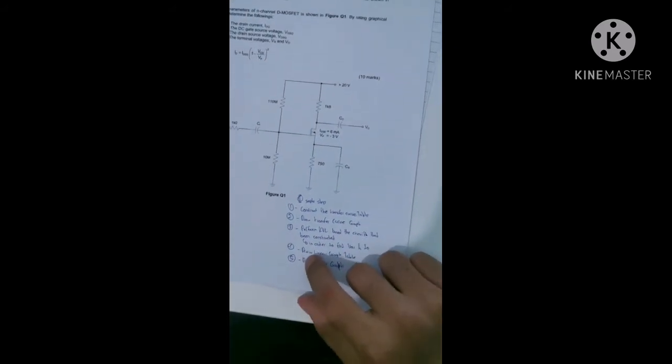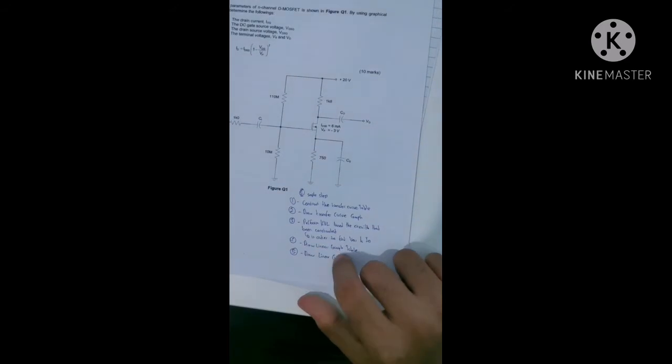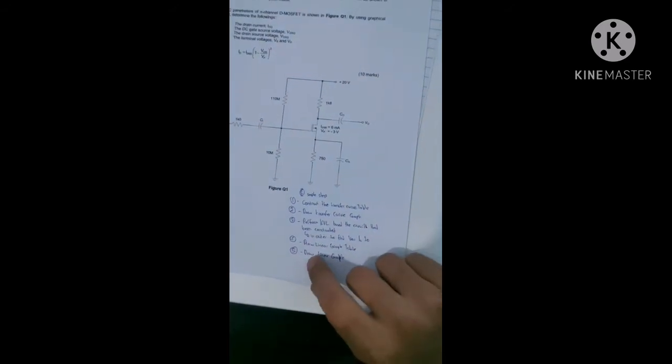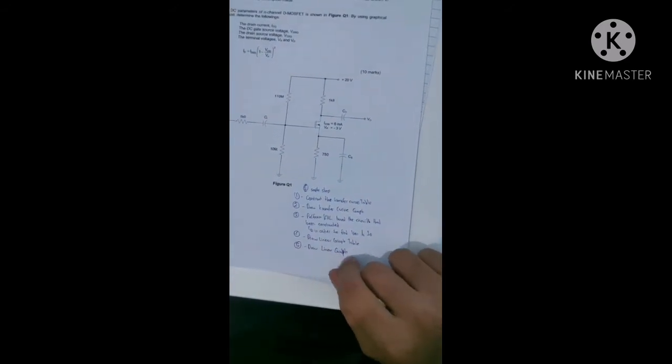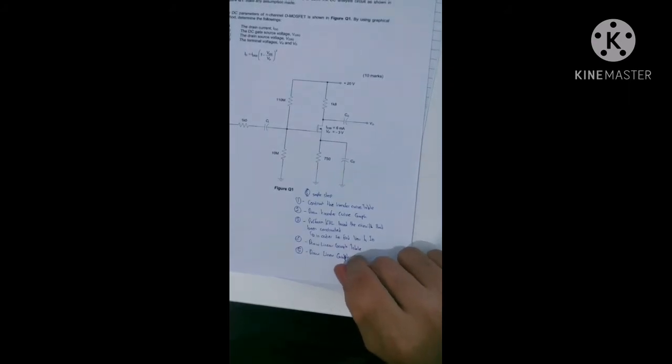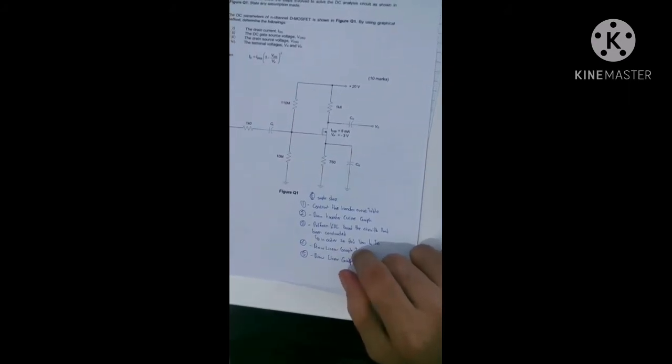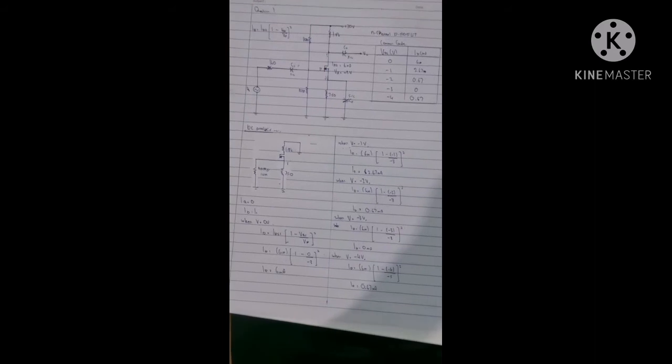The next one is we need to construct a linear graph table, and last but not least, we need to draw a linear graph in order to see the intersection point. So let's go to the first question.